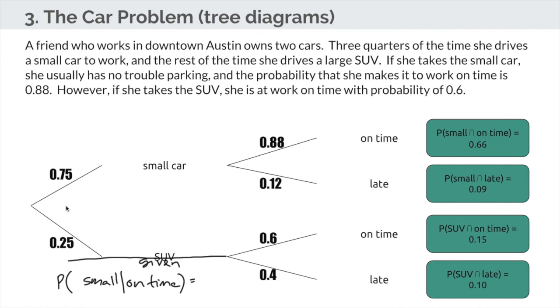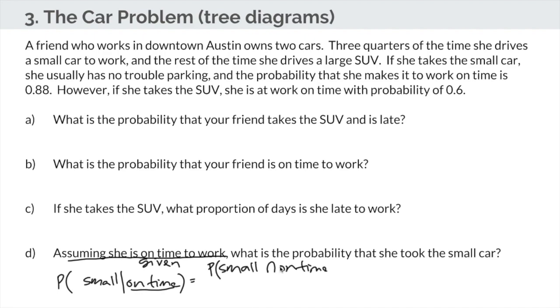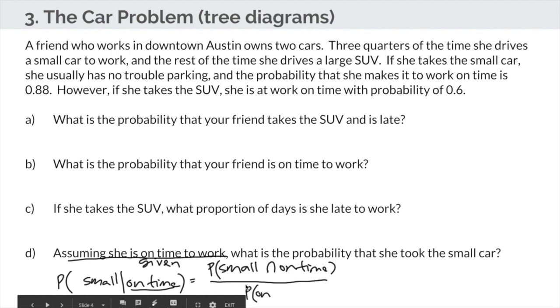If I go back and look at my tree diagram, I don't have any one spot, any one branch of this tree that has all the on-time situations. They're kind of split up. So it's not going to be quite as simple as part C because I don't have that branch of the tree. I can't just look at it. So I am going to use the formula on this one. Our formula for given says on the top of the fraction, we're going to do the probability of both things, so small car and on time. And on the bottom of the fraction, I'm going to do the probability of what we're given, which is that she was on time.